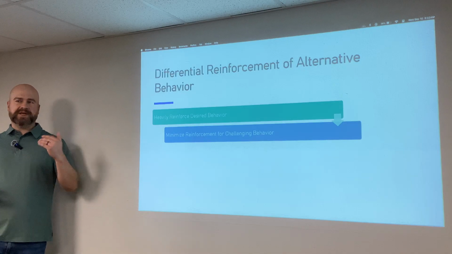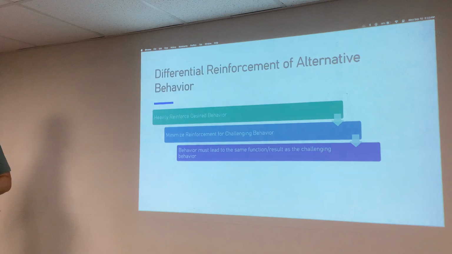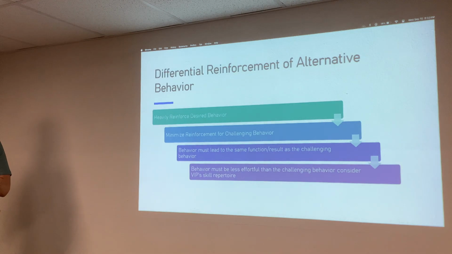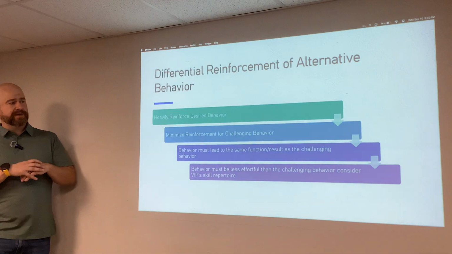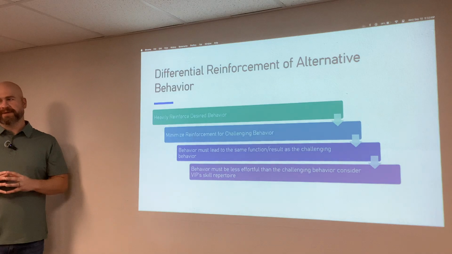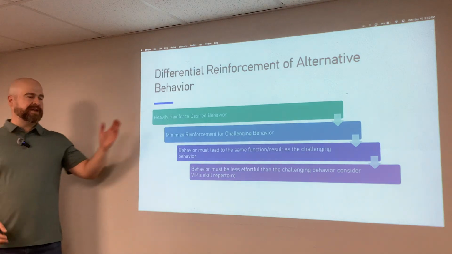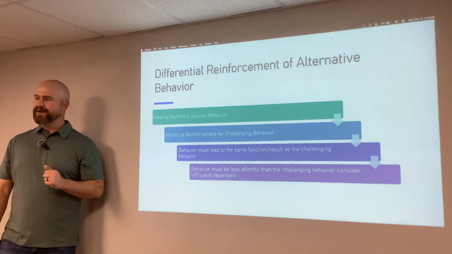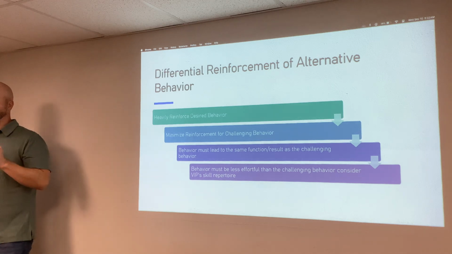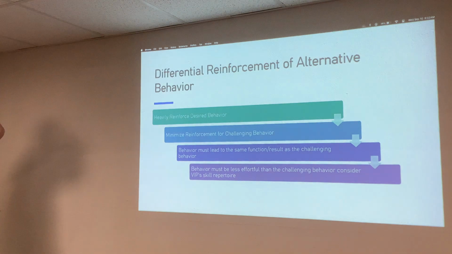So we minimize reinforcement for challenging behaviors. The behavior must lead to the same function or result as the challenging behavior, and the behavior must be less effortful than the challenging behavior, and we're going to consider the VIP skill repertoire. For instance, if we have a challenging behavior to get water, how can I heavily reinforce asking for water while also minimizing reinforcement for the verbal aggression or physical aggression? How might I do that?